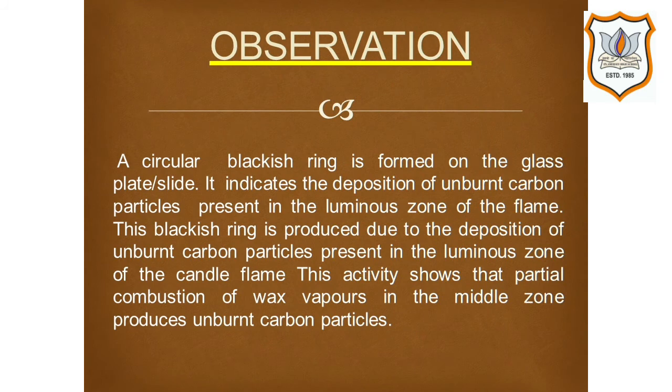After performing activity 6, we will observe that a blackish ring is formed on the glass plate. This blackish ring is produced due to the deposition of unburned carbon particles present in the luminous zone of the candle flame. This activity shows that the partial combustion of wax vapors in the middle zone produces unburned carbon particles.